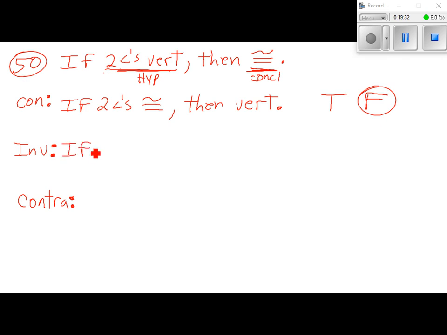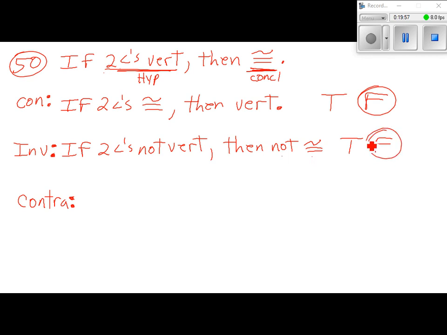The inverse goes back to the original and negates both parts. So it says if two angles are not vertical, then they are not congruent. And again, they want us to tell whether that's true or false. So we think about this for a second. If two angles are not vertical angles, so we got these two angles and they're not vertical angles, does that tell us for sure that they're not congruent? No, they could still be congruent. So that's false.